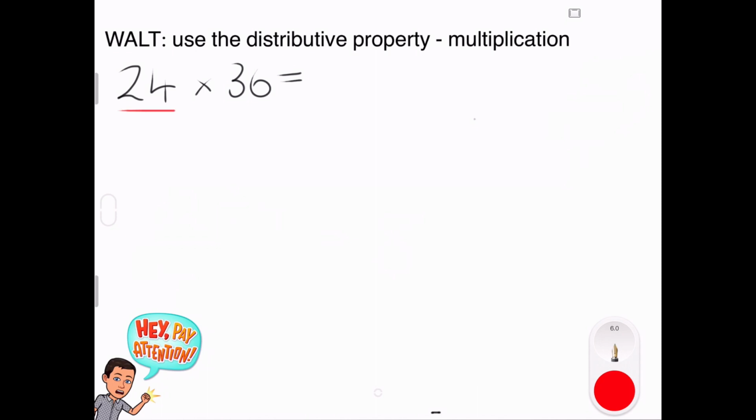So what two numbers can I break up 24 into? I could break it up into 20, and I can break it up into 4. So I've got 24. Now I'm going to keep 36 the same. So I'm going to multiply each of these numbers by 36. Times 36. Alright? Then I'm just going to solve them across.